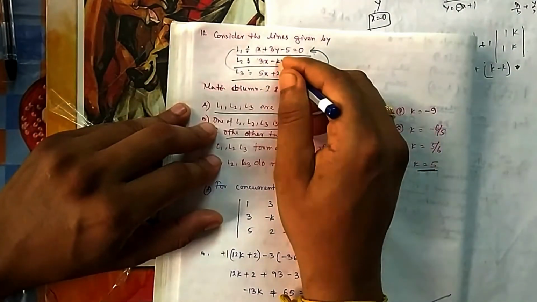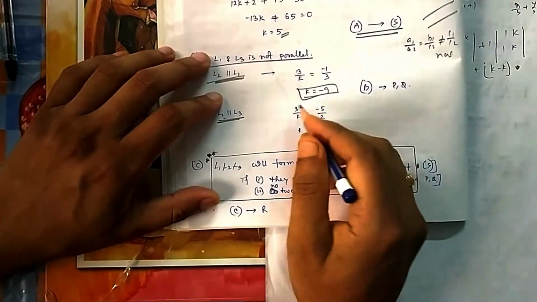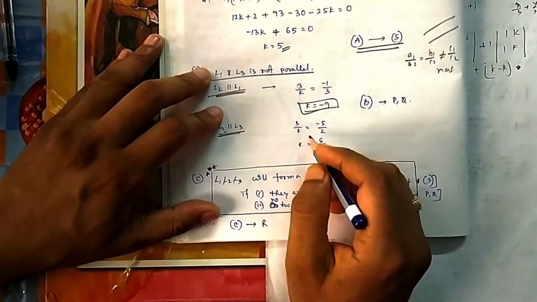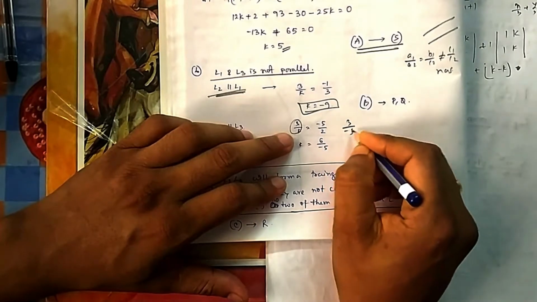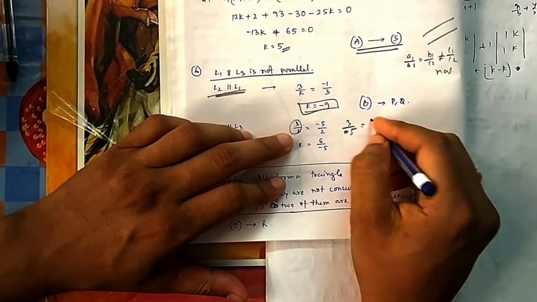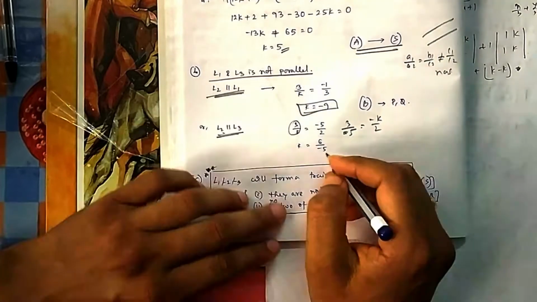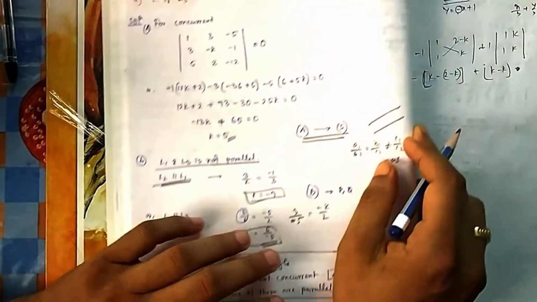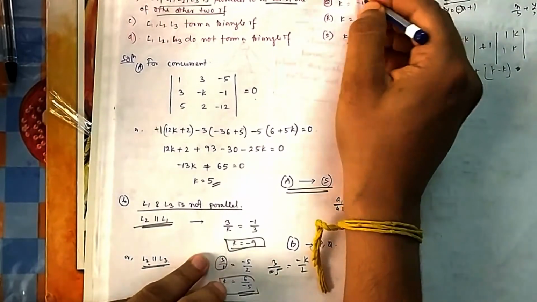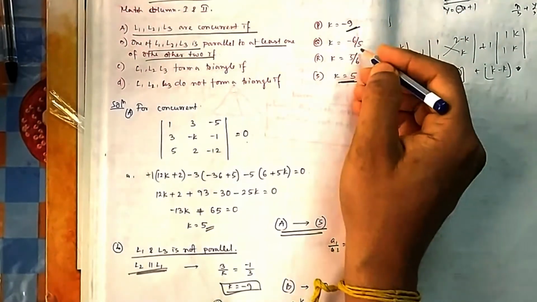In that case 3 by 5 should be equal to minus k by 2. The ratio of xy coefficients I have taken, 3 by 5 is equal to minus k by 2. So if you solve for k, what is k here? 6 by 5. So there are 2 options possible now. k can be minus 9 also, and k can be minus 6 by 5.